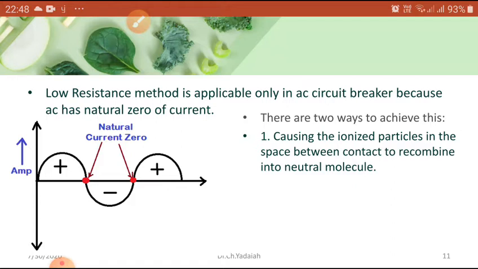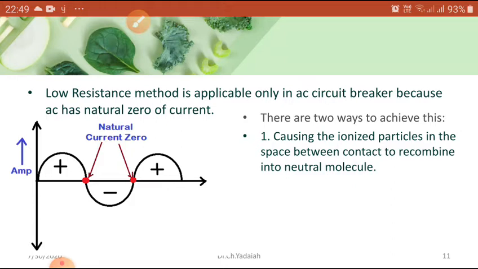Once the arc comes and a gap is developed between these two contacts, the voltage increases very high, and then the current in the circuit is very small. So the arc duration is directly proportional to sin alpha, where alpha is the phase angle between the voltage and current. The high voltage between the two contacts forcefully causes ionization of the media.